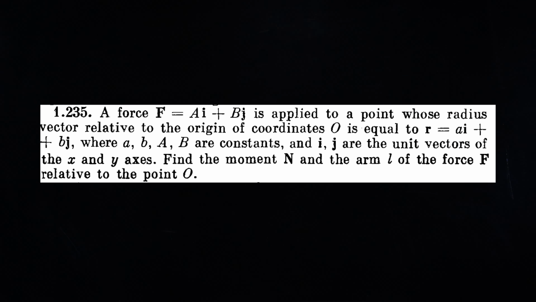Irodov problem number 1.235. A force F = A i cap + B j cap is applied to a point whose radius vector relative to the origin of coordinates O is equal to r = small a i cap + small b j cap, where small a, small b, A and B are constants and i, j are the unit vectors of the x and y axis. Find the moment N and the arm L of the force F relative to the point O.